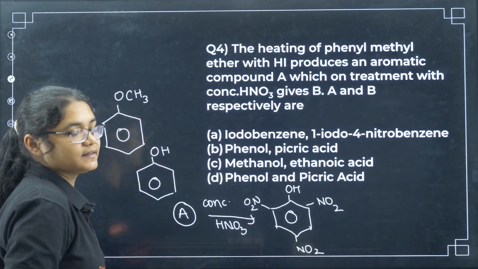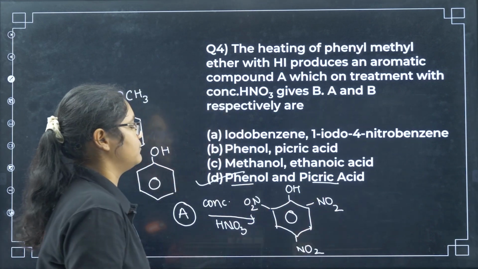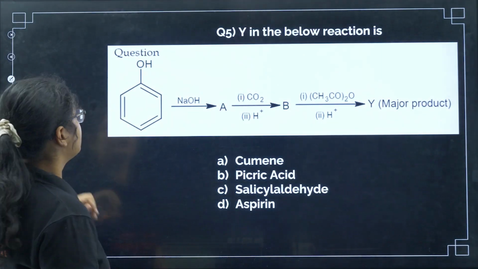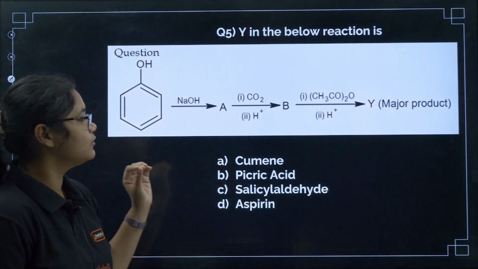So this compound is nothing but your picric acid. So I will get phenol and picric acid. So option number D here. Right. Next, in the below reaction, you have to find Y here.